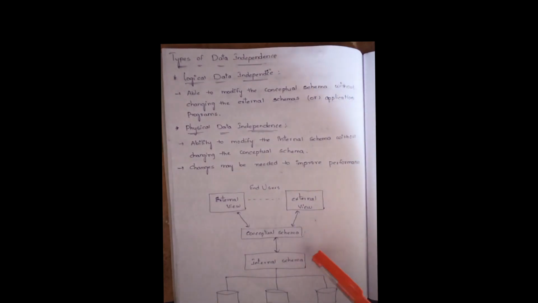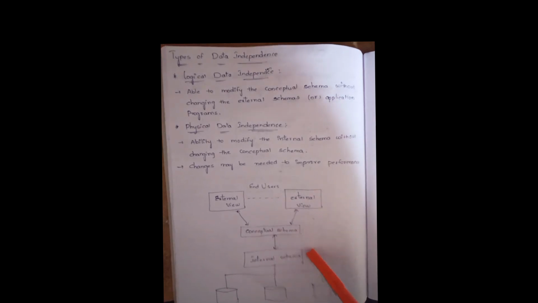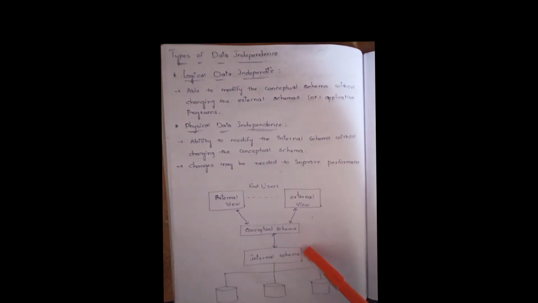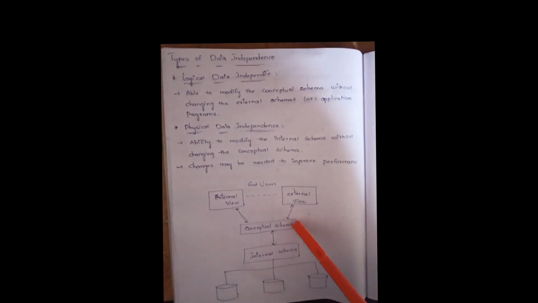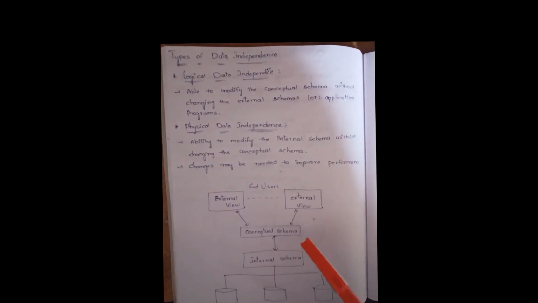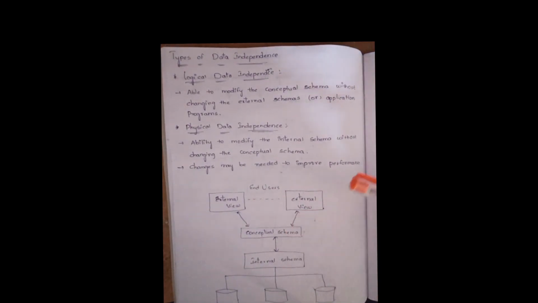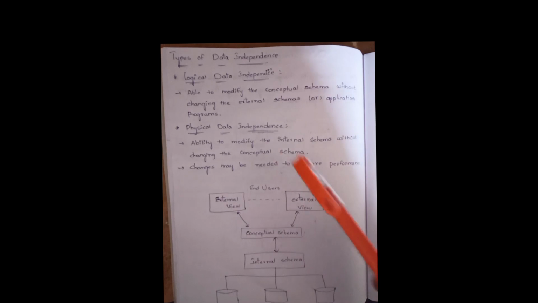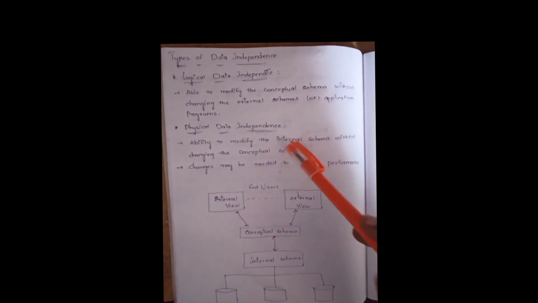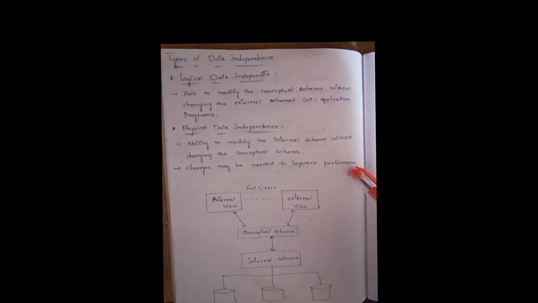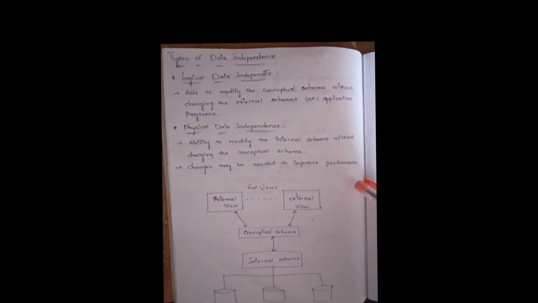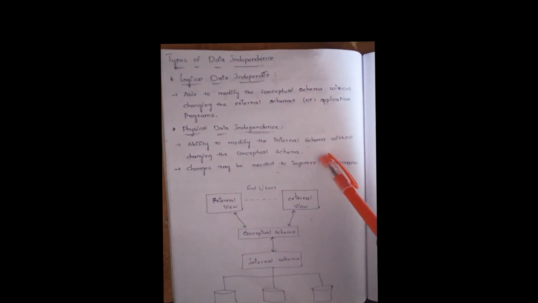What does this mean? Changes to the internal schema could be like changing the file location, the access paths, etc. But this doesn't alter or change the conceptual schema as long as the same data is stored in the database. And these modifications may be needed to improve performance. For example, changes to the access path might be required to improve the retrieval speed of a particular record. That is about physical data independence.